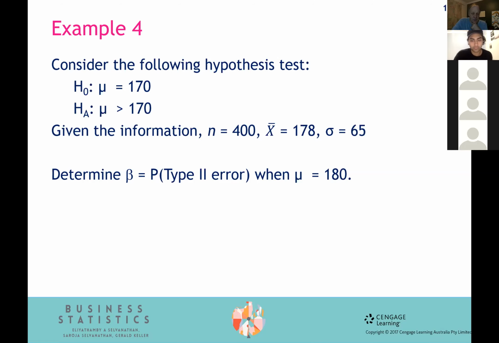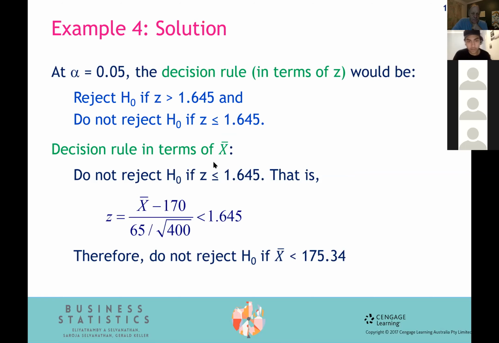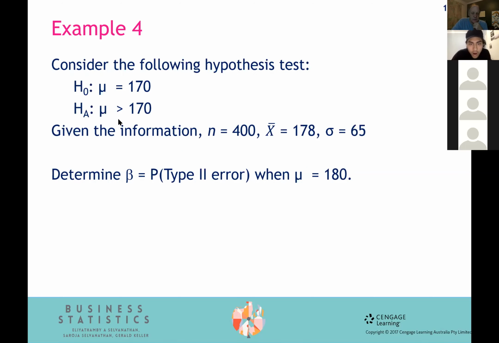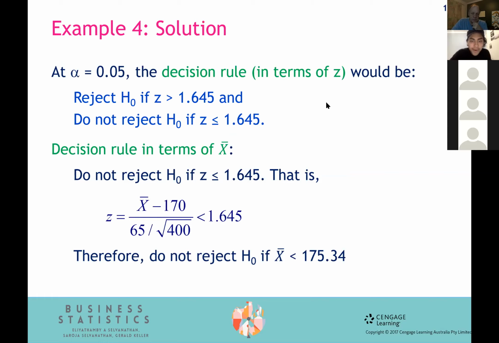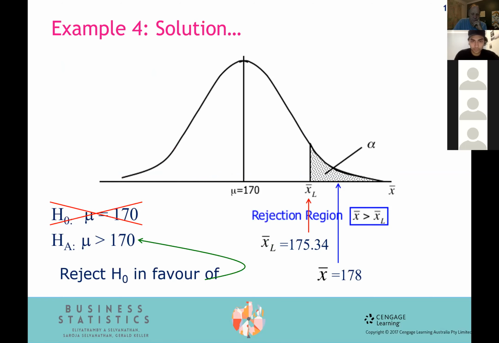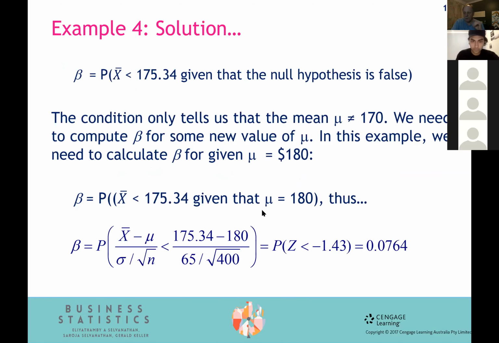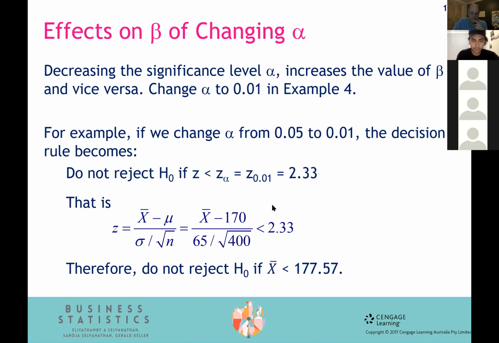So you can work the opposite way around. You start off with alpha equals 0.05. The decision rule in terms of Z would be, and then they do all these calculations. Okay, I'm not going to go through this particular example. The bottom line is beta is 1 minus alpha. I hope that's what they come to. Effects on beta of changing alpha. Change alpha to 0.01. The decision rule becomes that.